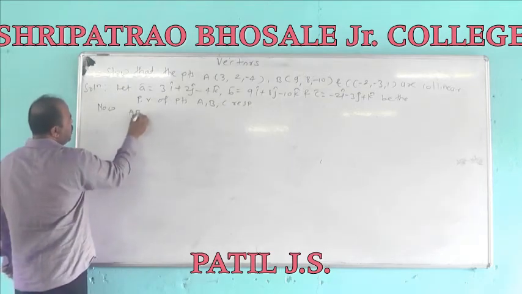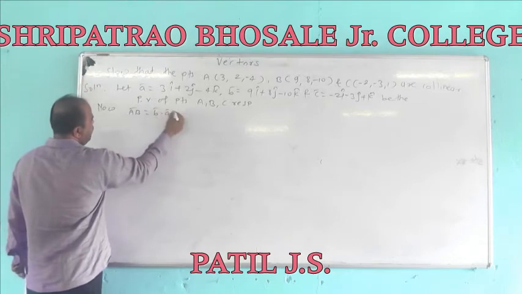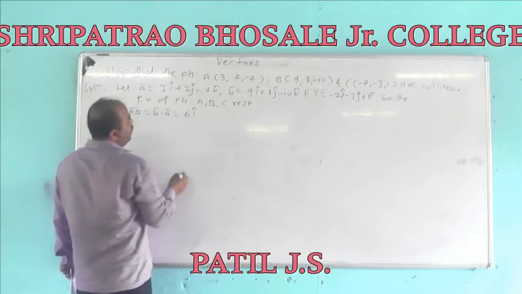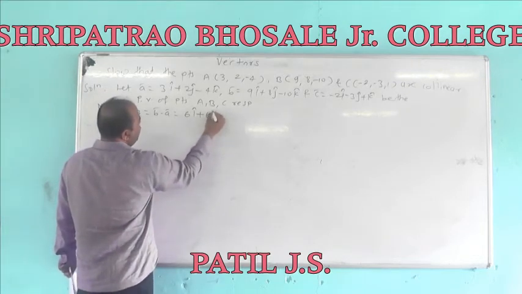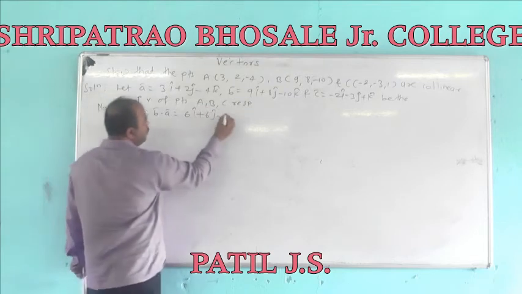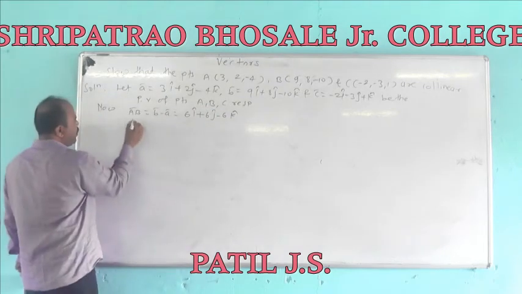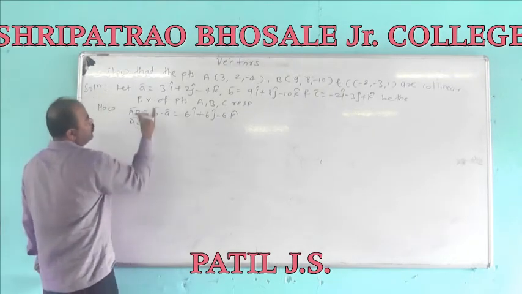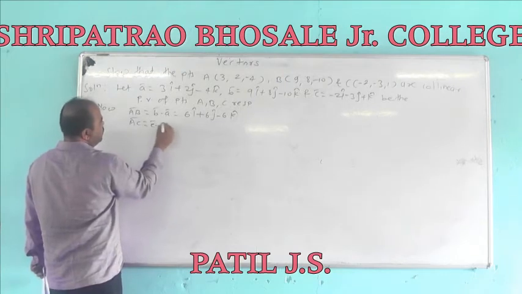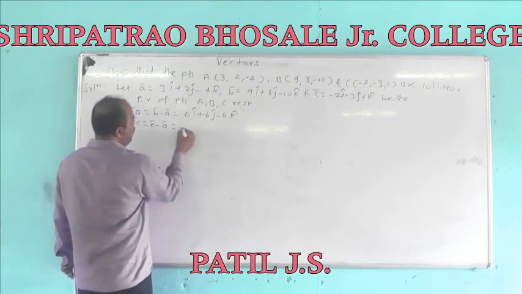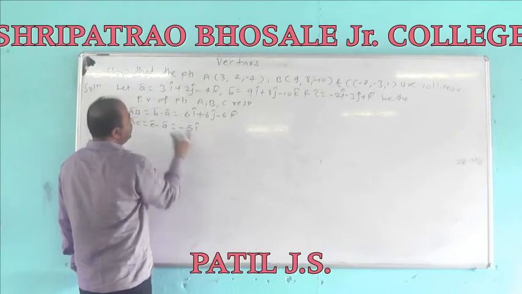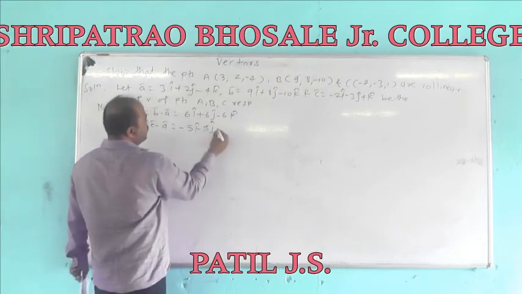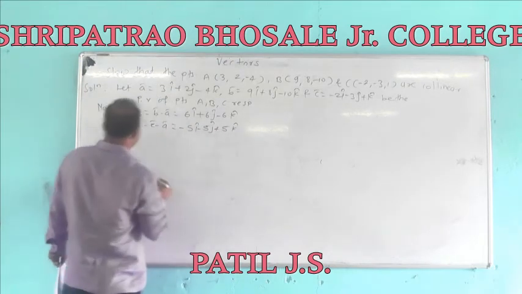Now this AB bar is equal to B bar minus A bar, equal to (9 minus 3) 6i cap, (8 minus 2) plus 6j cap, (minus 10 plus 4) minus 6k cap, and this AC bar, that means C bar minus A bar, is equal to minus 5i cap, (minus 3 minus 2) minus 5j cap, (1 plus 4) 5k cap.